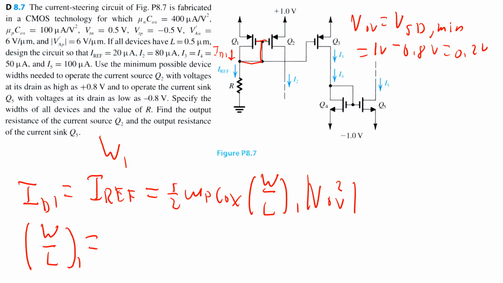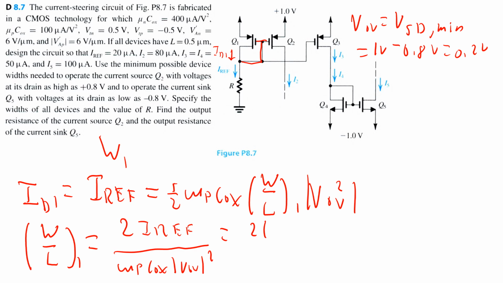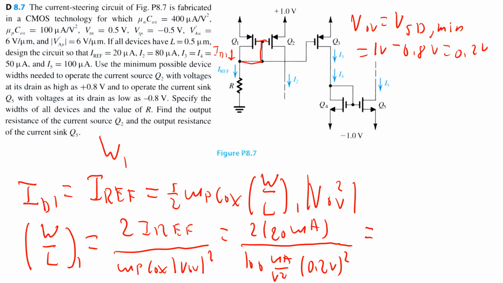W over L for transistor 1 is equal to 2 Iref divided by mu_p Cox times the overdrive voltage squared, or 2 times Iref, which is 20 microamps, divided by mu_p Cox, 100 microamps per volt squared, multiplied by 0.2 volts squared. If we run the calculations, this is equal to 10, meaning that W divided by L for Q1 is equal to 10. So if I want to solve for W, we can just multiply L to the other side. So W is equal to 10L. We are told that the lengths for all transistors are just 0.5 micrometers.